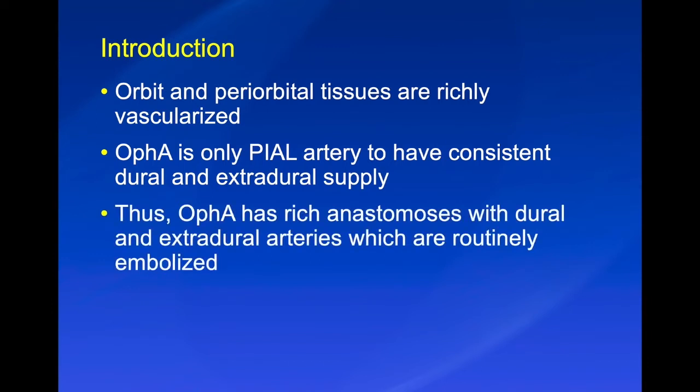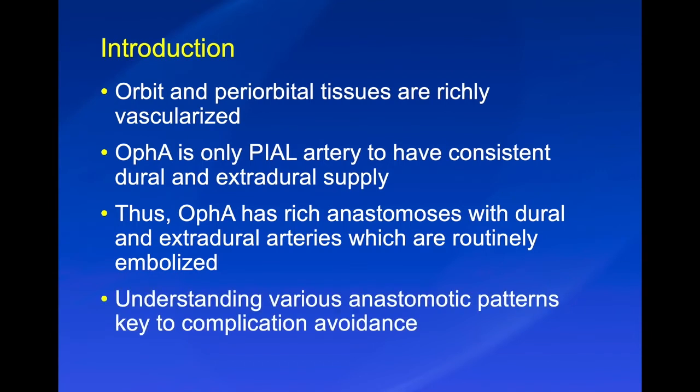So the ophthalmic artery has these rich anastomoses with these dural and extradural arteries, and we are routinely embolizing the arteries that have anastomoses with the ophthalmic artery. Understanding these various anastomotic patterns is key to avoiding complications related to extracranial embolization.